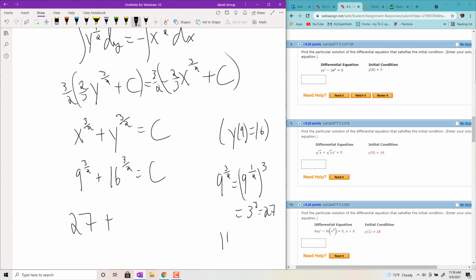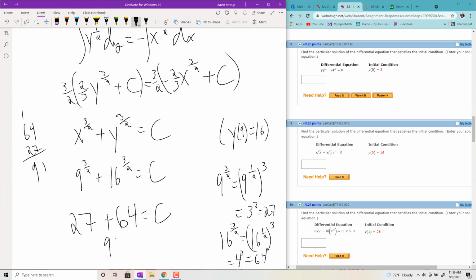Plus 16 to the 3/2. How do I do that? That's 16 to the 1/2 cubed. So 16 to the 1/2 is 4. 4 cubed is 64. And then add them together. 64 plus 27, 7, 8, 9, 10, 11, carry the 1, 6, 7, 8, 91 equals c. So I could replace that in there and write out the answer.